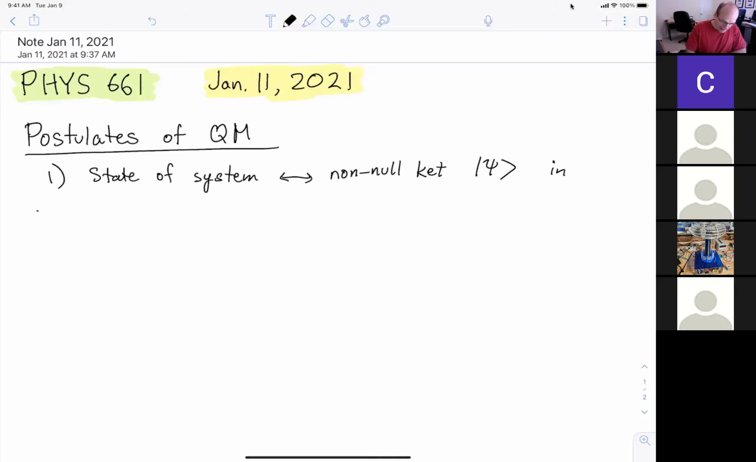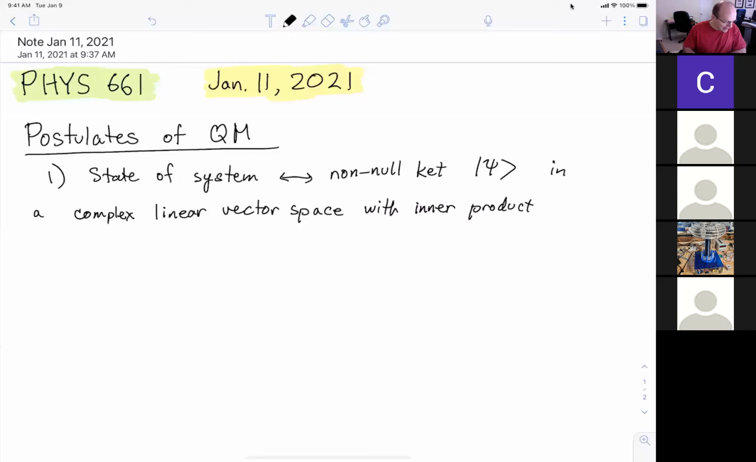in a complex linear vector space with an inner product. So all of those things are important. And what we mean by them is, first of all, complex just means that if you've got a state, you can multiply it by a complex number.